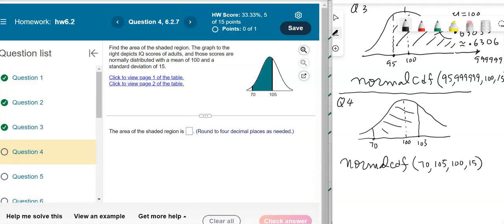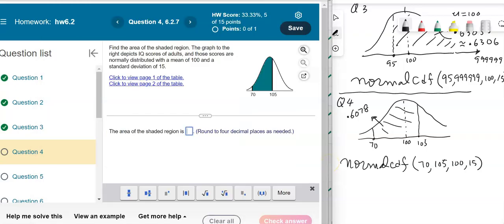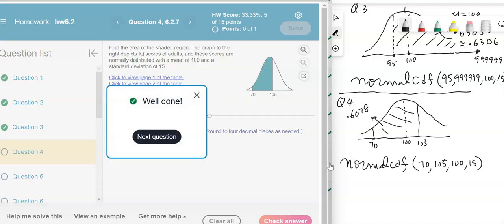Or you can do this if you use a TI-84. Second VARS, normal CDF, and then lower is 70, upper is 105, mean is 100, standard deviation 15. So paste and then click one more time. Then this area is 0.6078. They say 4 decimals, so this is 0.6078.